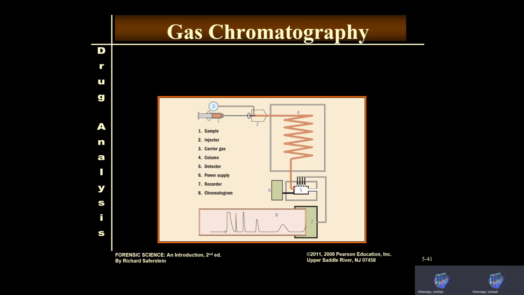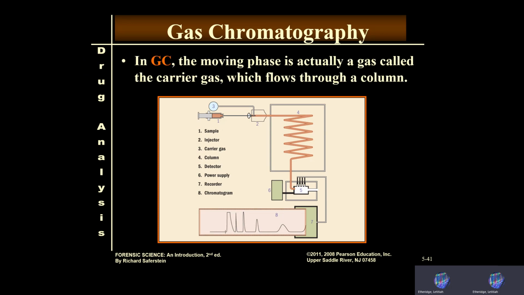So let's talk about the gold standard, and that's gas chromatography. In GC, the moving phase is actually a gas, called the carrier gas, and it's going to flow through a column. If you take a look here at the gas chromatography machine, we're going to have a sample in a syringe. We're going to have an injector that you place the syringe in, that's going to inject the material into the actual GC. And then you're going to have that carrier gas in that injector where the sample first goes in. And then if you look at 4, you're going to have a column. There are a bunch of kinks or twists in the column, and that's basically going to be separating all of the different components in the GC. And then you're going to have a detector.